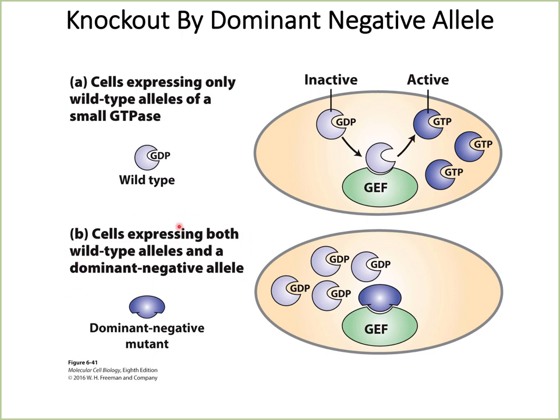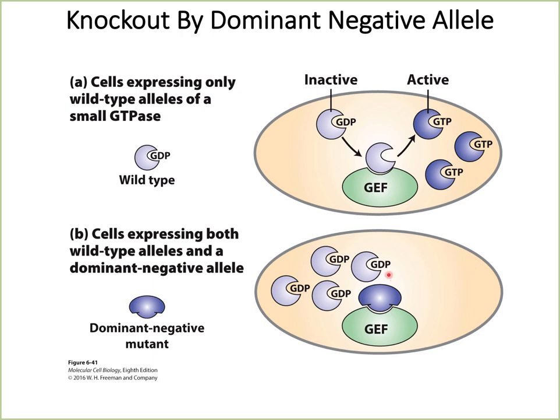Now you have a cell which is expressing both wild type alleles and a dominant negative allele. So what is happening in this process? All these are produced, and GDP is bound to them. But in a cell where you have the guanine nucleotide exchange factor, this dominant negative mutant is going to block the site. So all these cells which are producing this GTPase will not be able to use this site so that it can be exchanged to GTP.